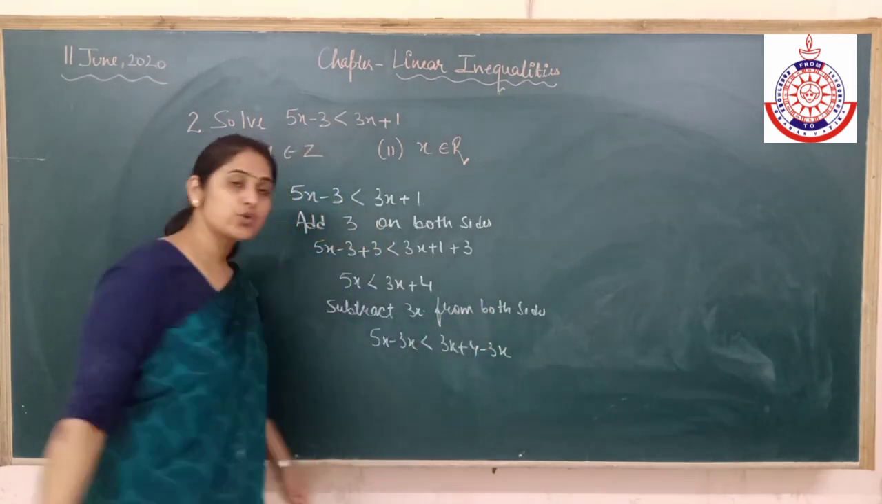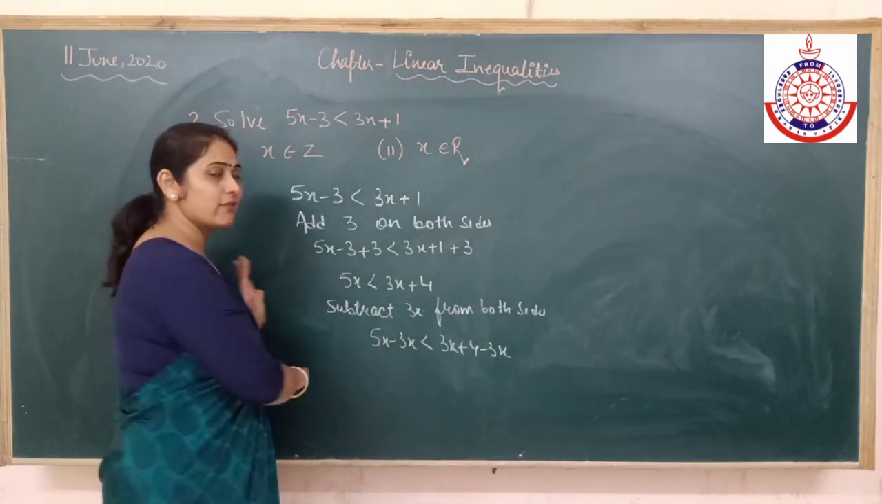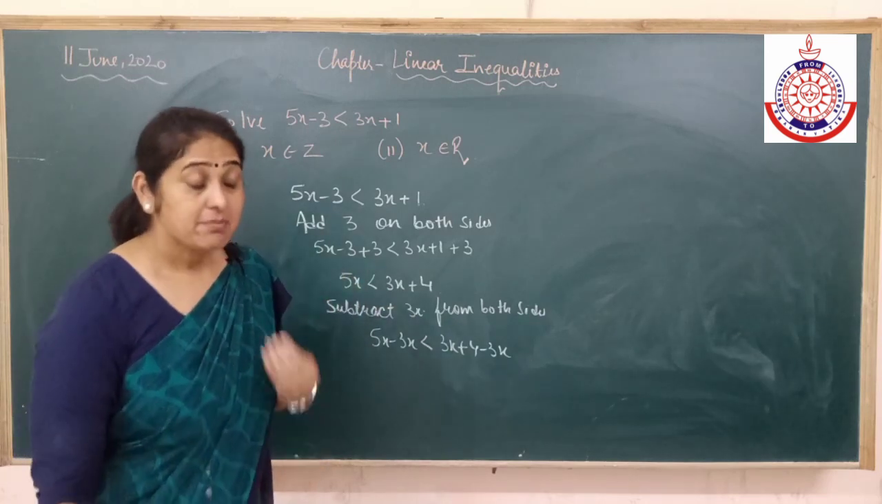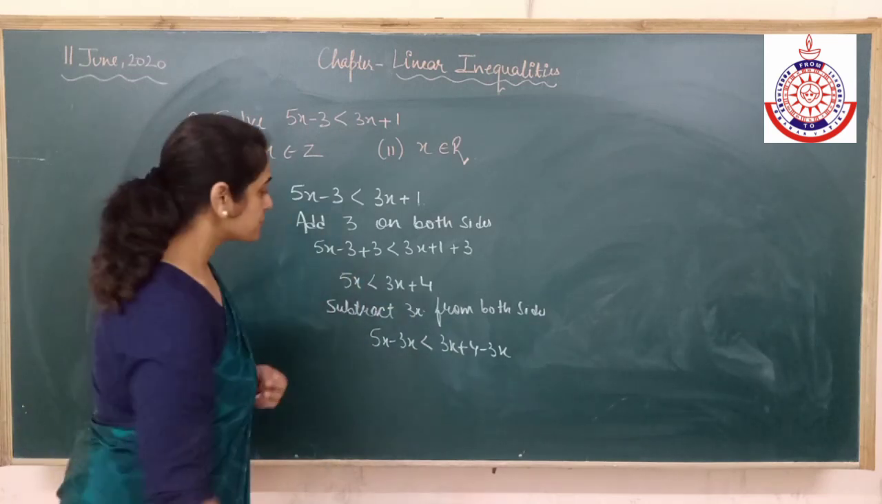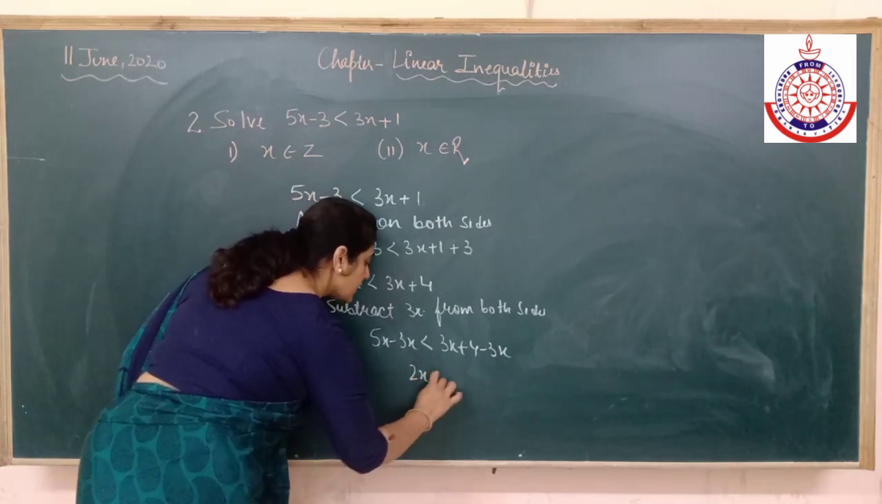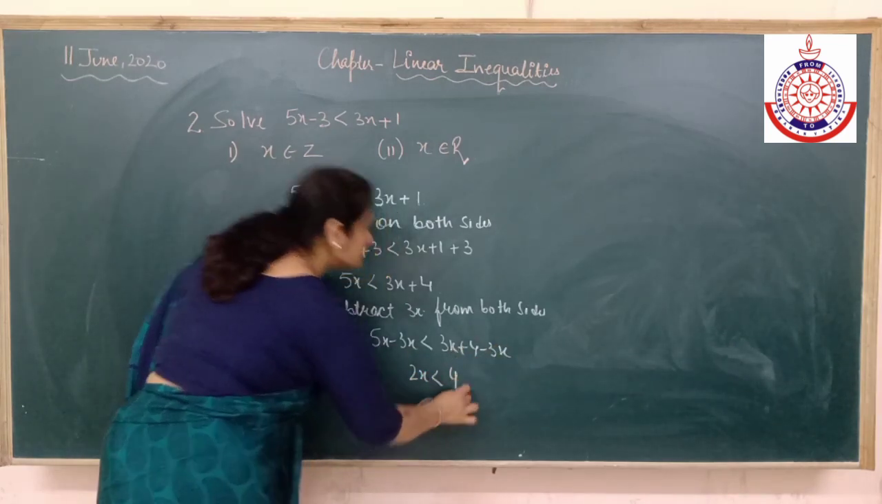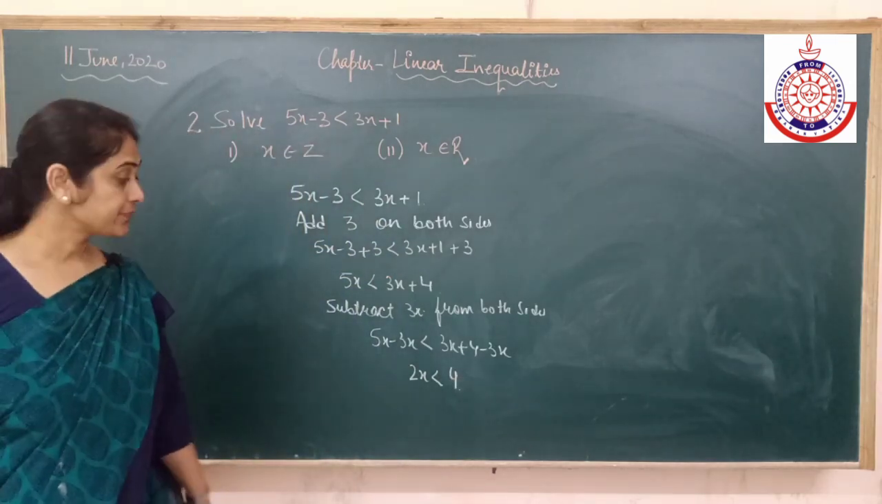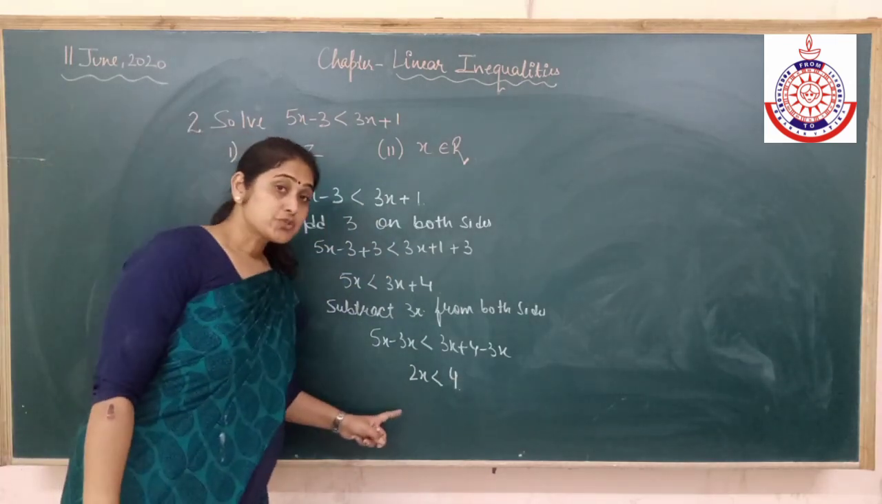In equations we could do it directly. Like 3x has come there and solve it. Alright? But in inequalities you have to follow rules. So 5x minus 3x, 2x. 3x, 3x cancel. Alright? Clear? We are near to the answer.